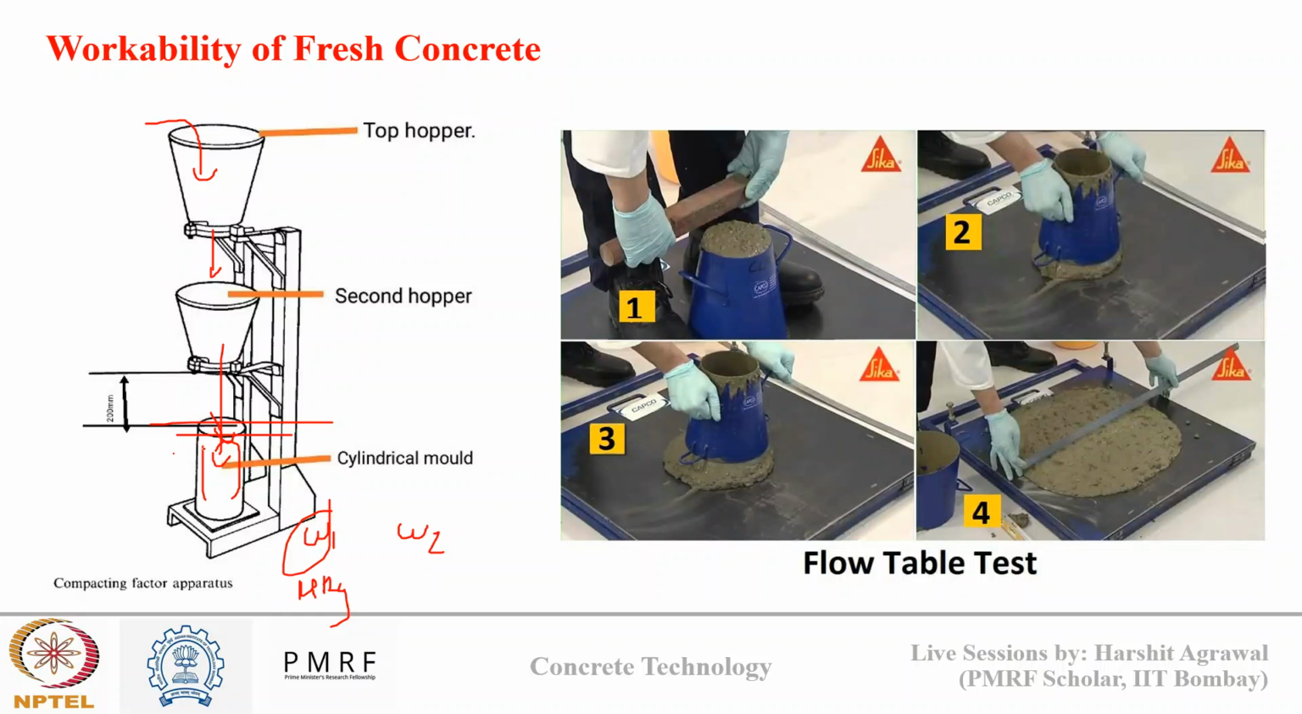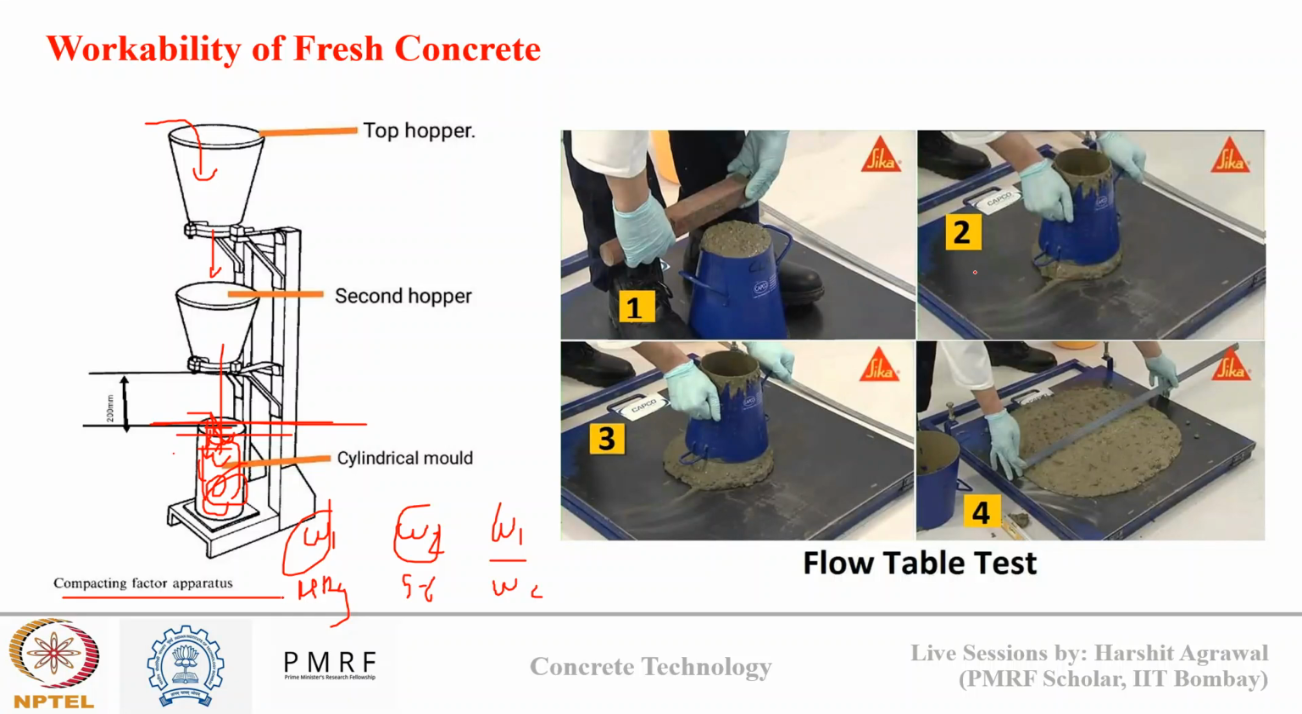Under vibration, if the compaction was not complete, the material will become denser, so there will be space created at the top. In that space I will pour more concrete, level the surface back, and take the weight again as W2. W2 may become 5 kg or 6 kg or 7 kg depending on the compactability. The ratio of W1 and W2 is known as the compaction factor. So this is compaction factor testing.